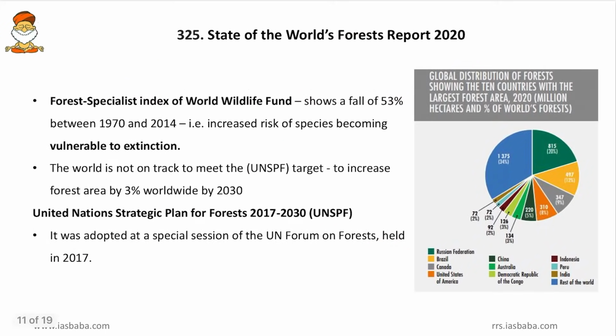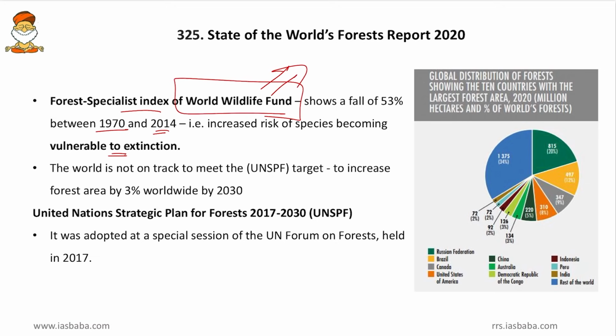Then more about the SOFO, the Forest Specialist Index of World Wildlife Fund. Friends, you know that World Wildlife Fund is an NGO and it works in the conservation of wildlife. And this Forest Specialist Index of WWF shows a fall of 53% between 1970 and 2014. So what does this mean, friends? It means that there is an increased risk of several species becoming vulnerable to extinction. So when the specialist index is falling, the vulnerability is increasing.